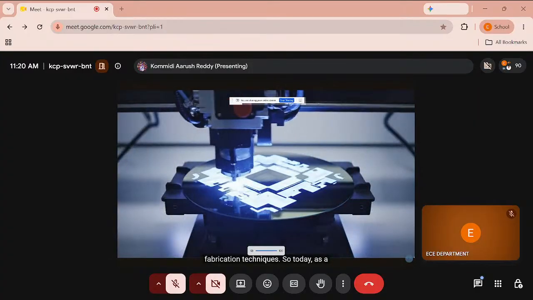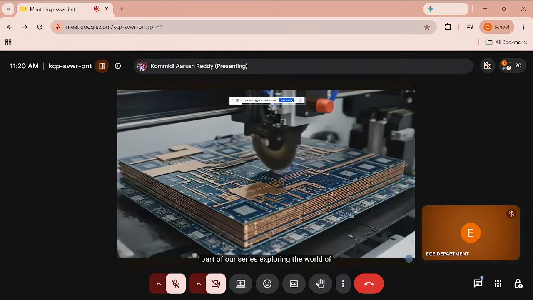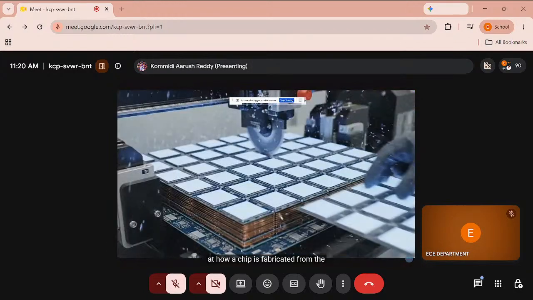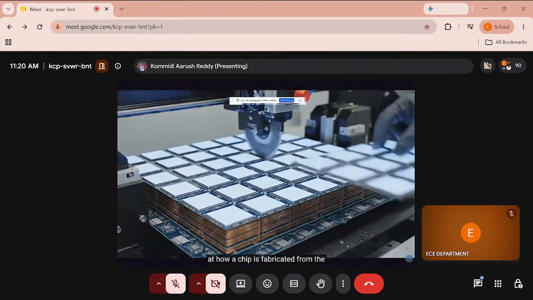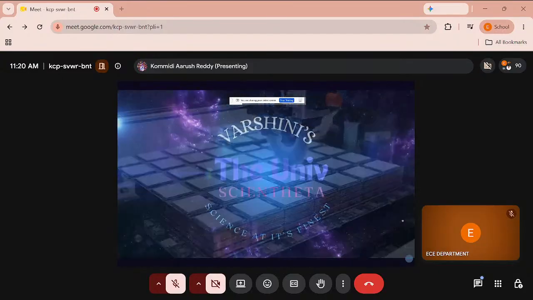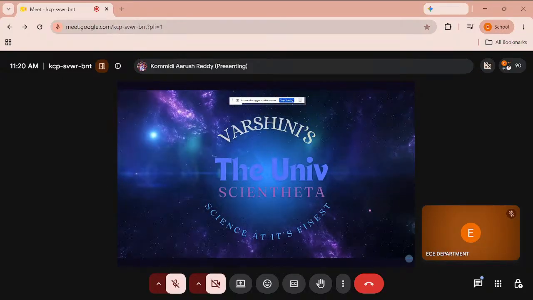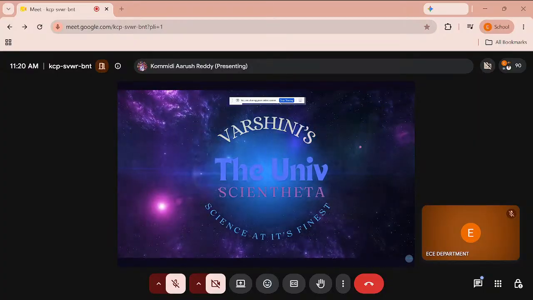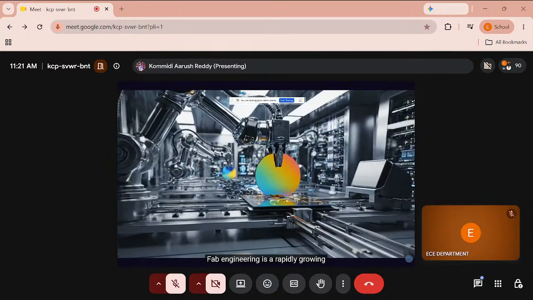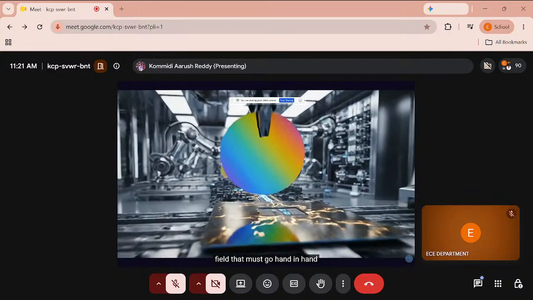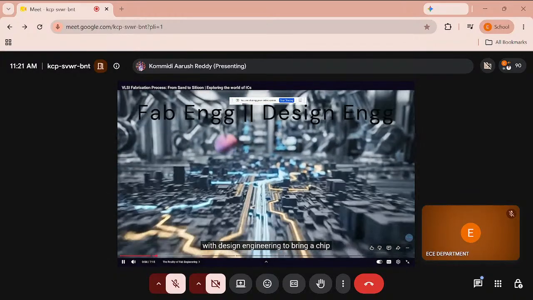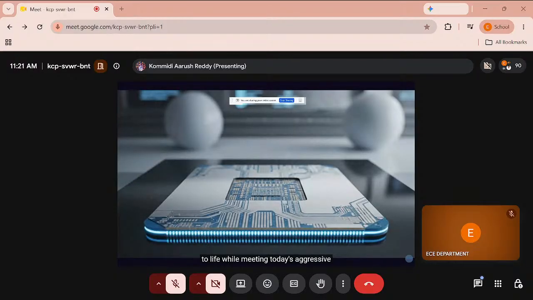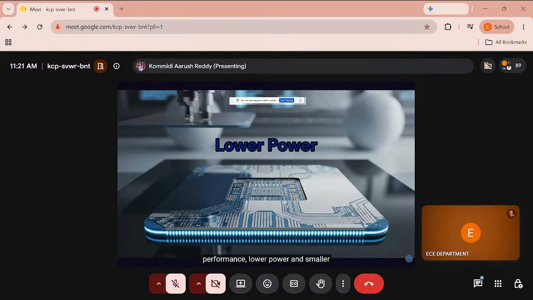Fabrication techniques. So, today, as a part of our series exploring the world of integrated circuits, we are going to look at how a chip is fabricated from the beginning to the very end. Fab engineering is a rapidly growing field that must go hand in hand with design engineering to bring a chip to life while meeting today's aggressive market requirements of higher performance, lower power, and smaller area.